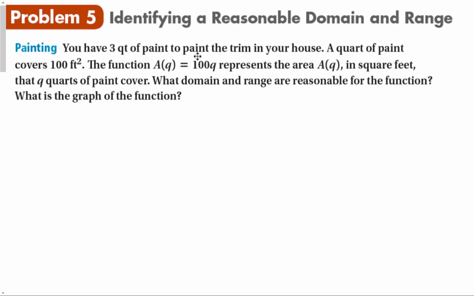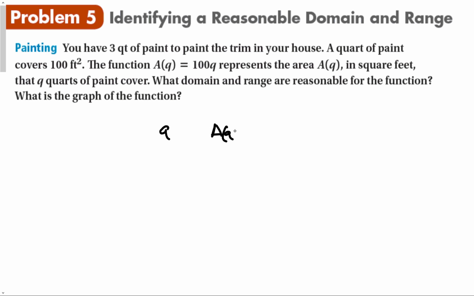So let's think about this. What is the reasonable domain and range? Well, you're going to the store, you're going to buy some quarts of paint. So you don't go into Home Depot and say, can I get negative 2 quarts of paint? No. So my domain has to be positive. You could go to the store and buy 0 quarts of paint.